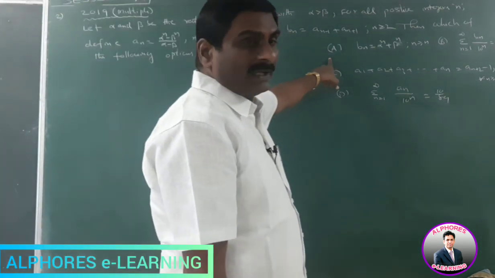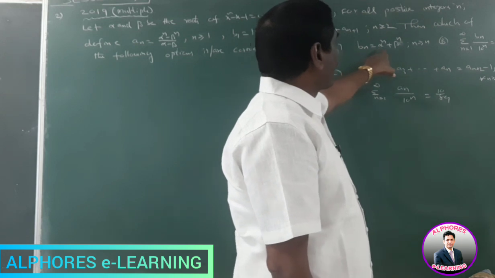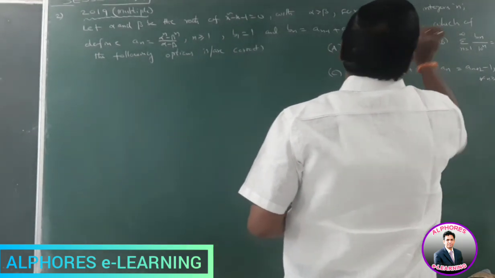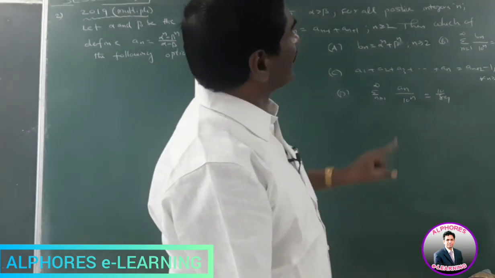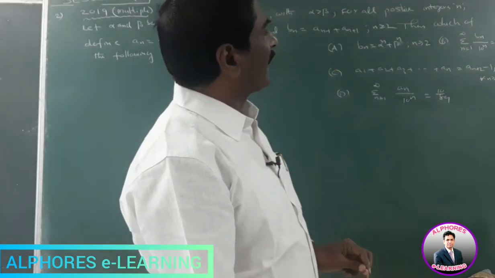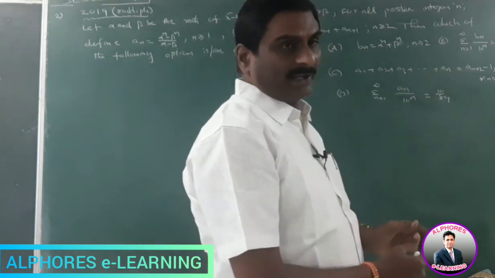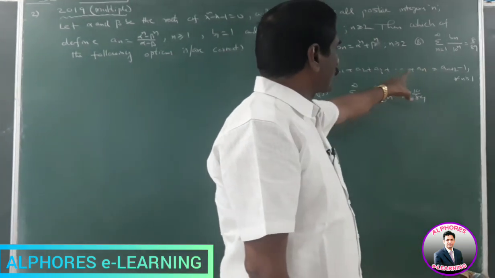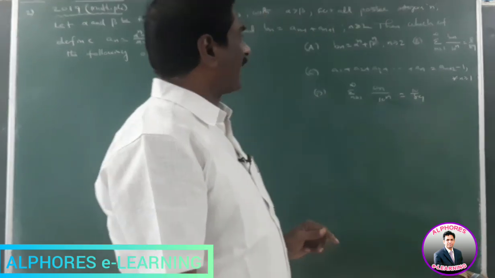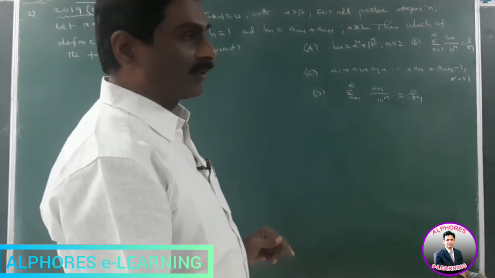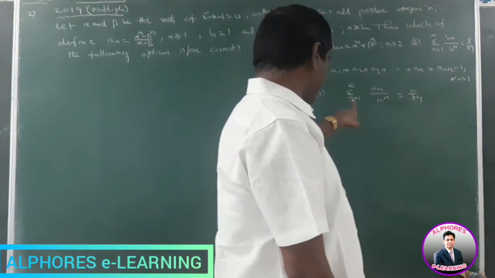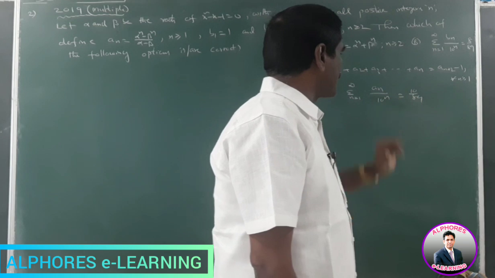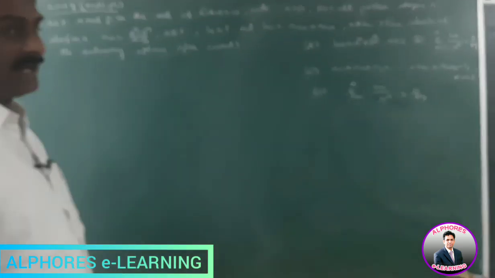Option A, bn is equal to alpha power n plus beta power n for n greater than or equal to 2. Next, sigma n is equal to 1 to infinity bn by 10 power n is equal to 8 by 89. C, a1 plus a2 plus so on an is equal to a suffix n plus 2 minus 1 for all n greater than or equal to 1. Next, sigma n is equal to 1 to infinity an by 10 power n is equal to 10 by 89.